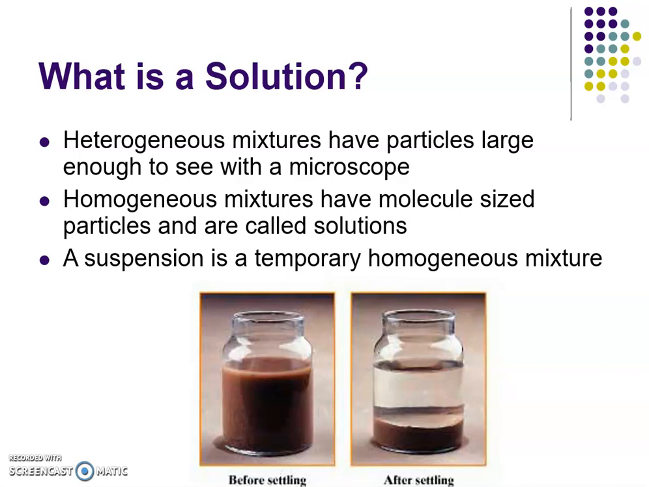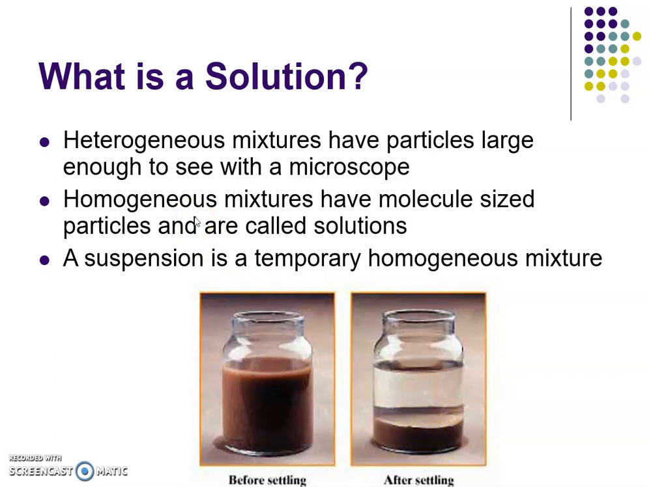At the bottom of the slide here, you see mud, kind of muddy water, which is also heterogeneous because you'll notice over time it settles out. And so this clearly you can see here it looks homogeneous, but if you let it sit, it settles out and it's a heterogeneous mixture.